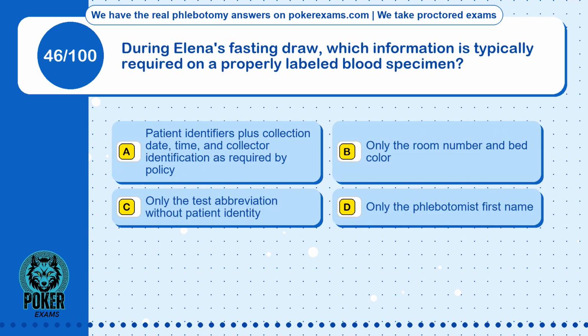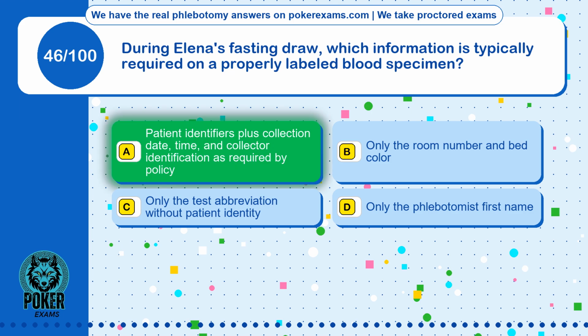Question 46. During Elena's fasting draw, which information is typically required on a properly labeled blood specimen? Option A. Patient identifiers plus collection date, time, and collector identification as required by policy. Option B. Only the room number and bed color. Option C. Only the test abbreviation without patient identity. Option D. Only the phlebotomist first name.